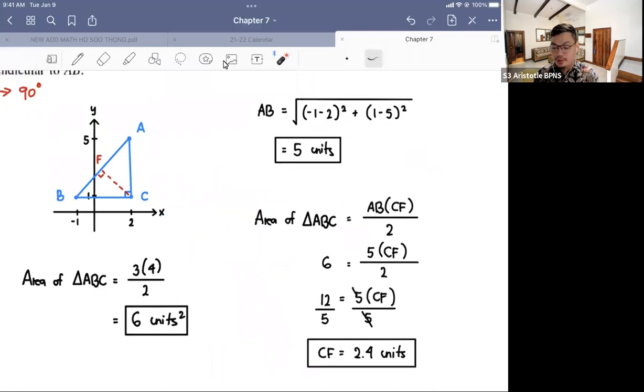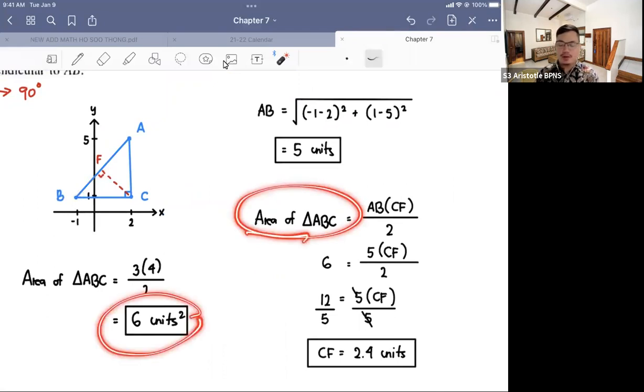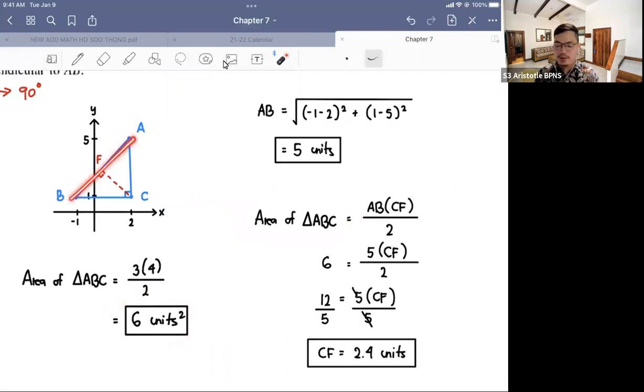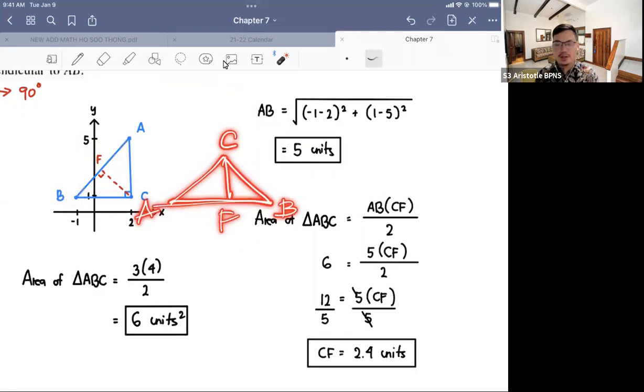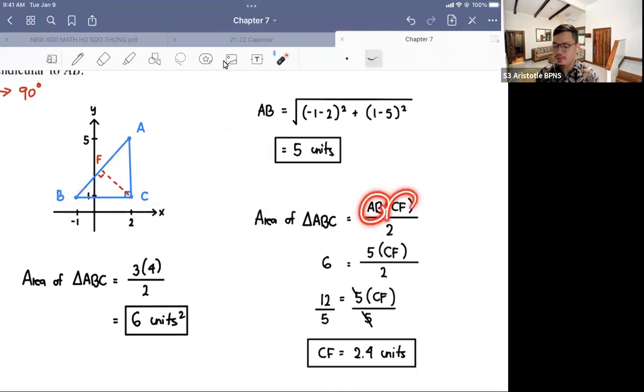Now, again, we are still on the same triangle. That means that the area of the triangle ABC will still be 6 units squared. Now, if this is your triangle, AB will be your base, and CF will be your height. So AB will now be your base, and CF is your height. Substituting them, AB is equal to 5 units, and then CF is what we're looking for, right? And then of course over 2.